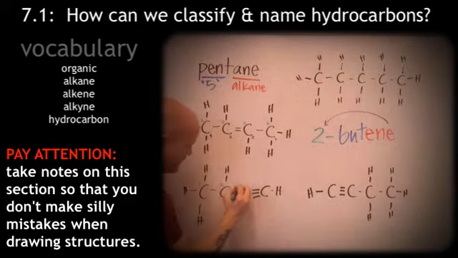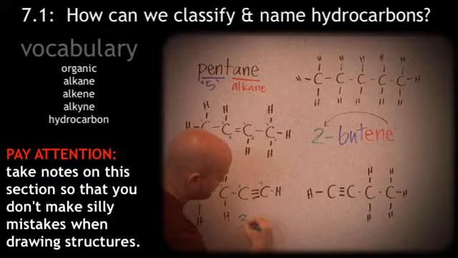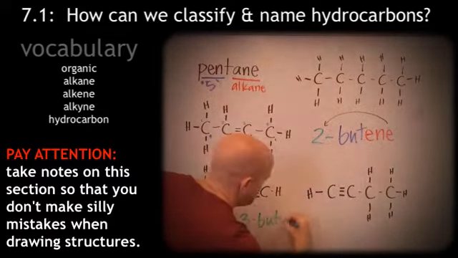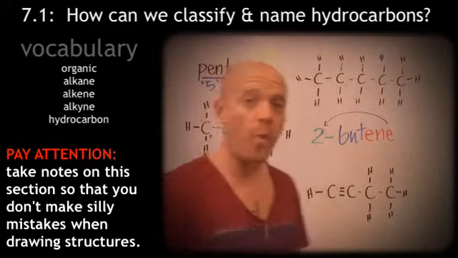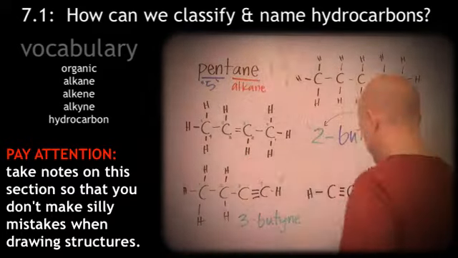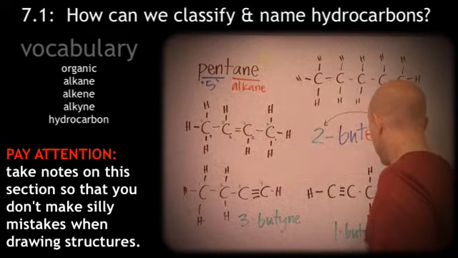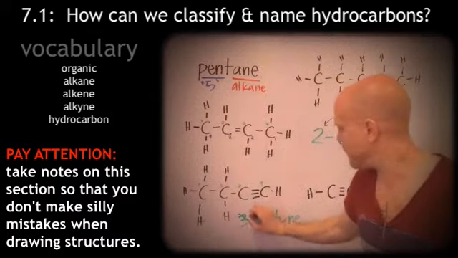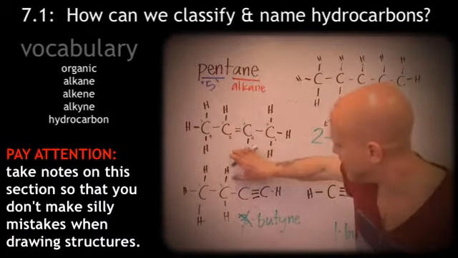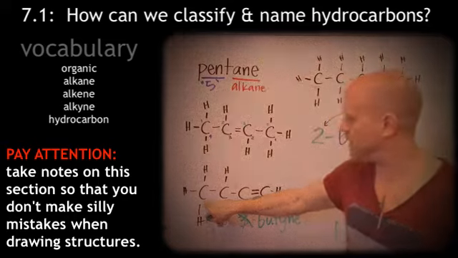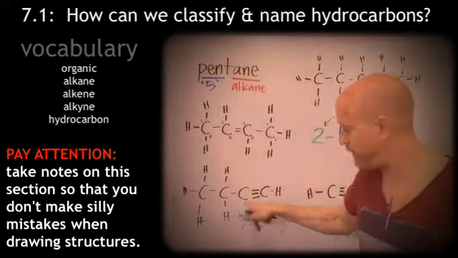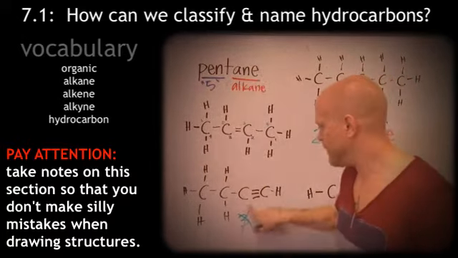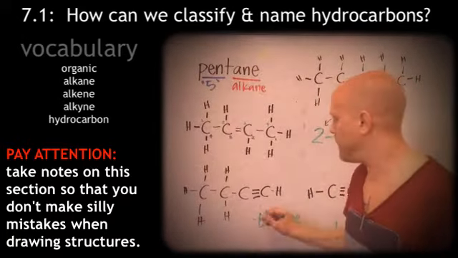1, 2, 3, 4. And if I wrote 3, because it's on carbon 3, butene, and this one wrote 1 butene, this would be the wrong answer. Because remember, I told you to count from the shortest end. So if I started here, 1, 2, 3, carbon 3, 4, or I started on the other end, 1, 2, 3, 4. This is actually 1-butene.